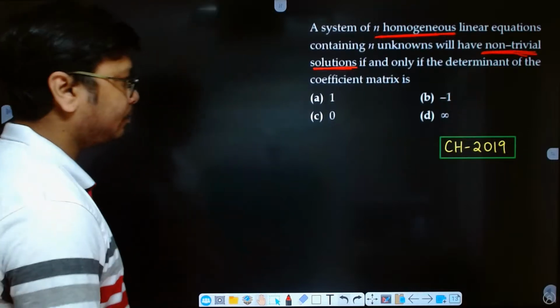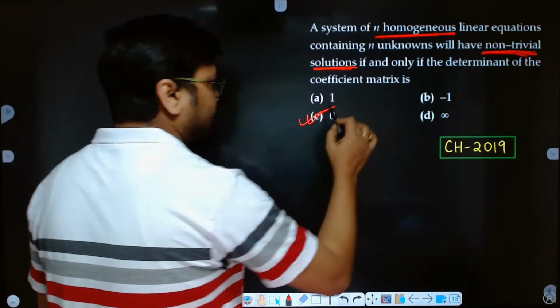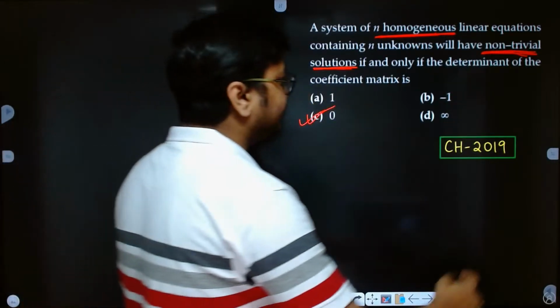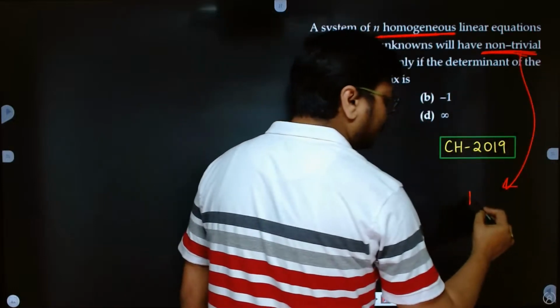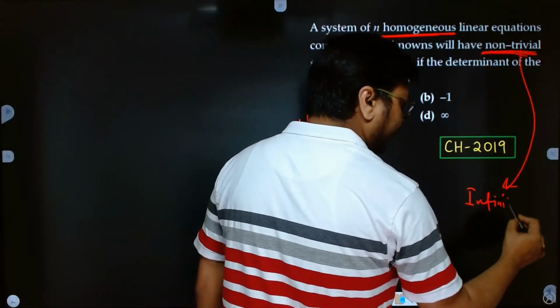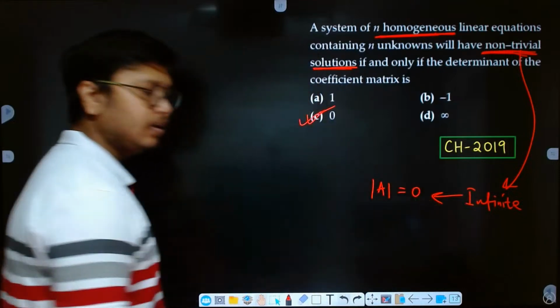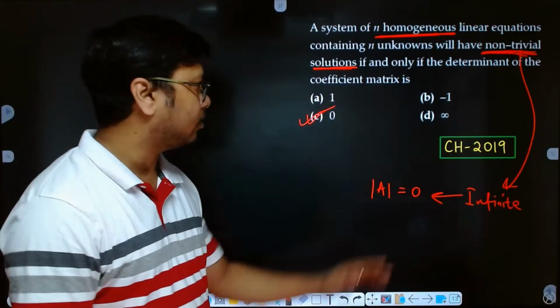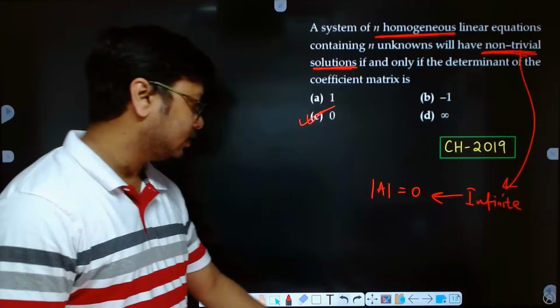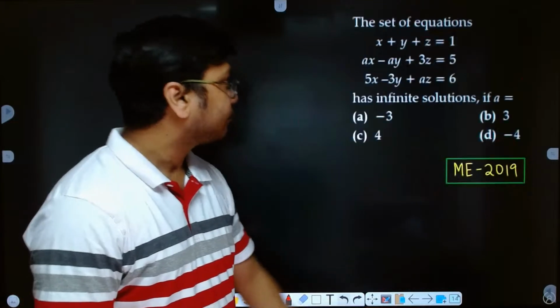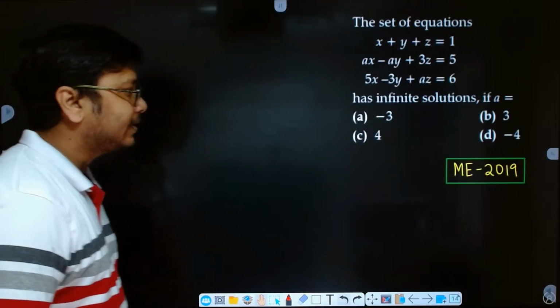Yes, correct. Option C, which is value 0, correct. So non-trivial for homogeneous basically goes to the case of infinite solution, and infinite solution is basically given by determinant equal to 0. So that was the direct observation. Okay, so determinant should be 0. Great. All right.